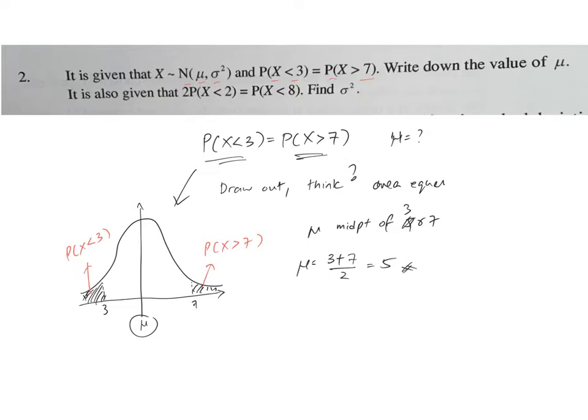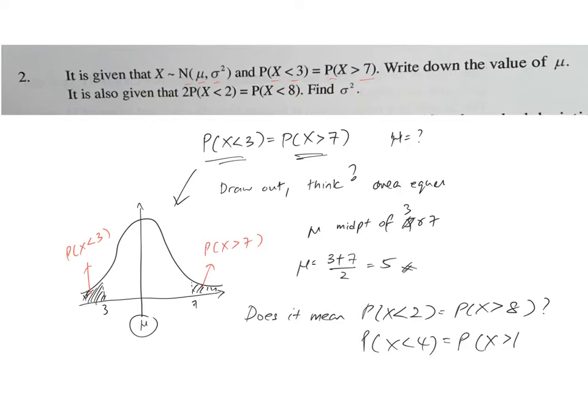All right, so my next question is, does it mean that the probability of X less than 2 is equal to the probability of X more than 8? What do you think? The answer is yes. Does it mean that the probability of X less than 4 is equal to the probability of X more than 6? Yes, because it's symmetrical about mu, which is equal to 5 in this case.